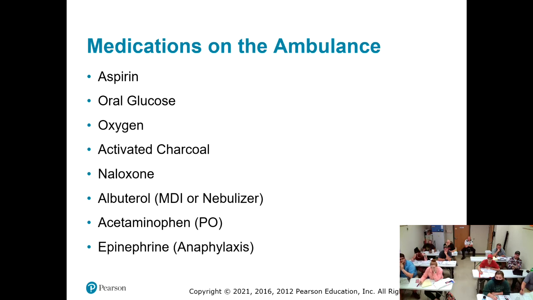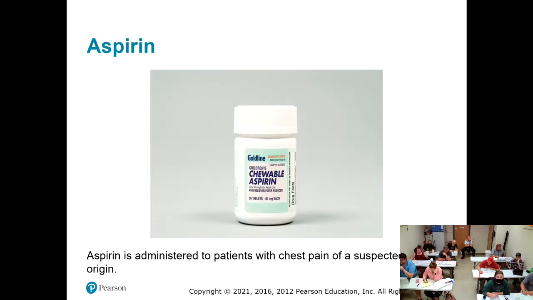So anyways, activated charcoal is in your national registry, not in your state. Narcan is in your national registry and in your state. These next three, albuterol, acetaminophen, and epinephrine, are in your state scope of practice, not in your national registry. The only exception is epinephrine. That is in your national scope of practice as long as it's the patient's own auto-injector. So, let's talk about each one of these.